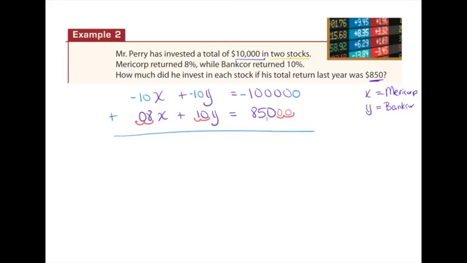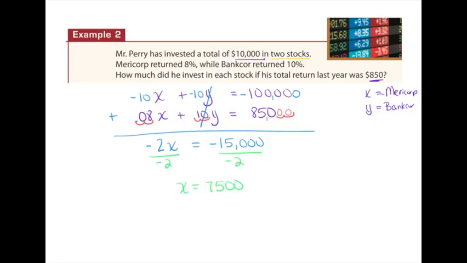If you do it by elimination, then you're going to see that your Y's cancel out. -10 and +8 gives me a -2. And -10,000 and positive 85,000 give me a -15,000 because I did add that 0. And then I'm just going to divide by 2. That is divisible by 2. Divide both sides by that negative. We get X equals 7,500. What did that tell me?